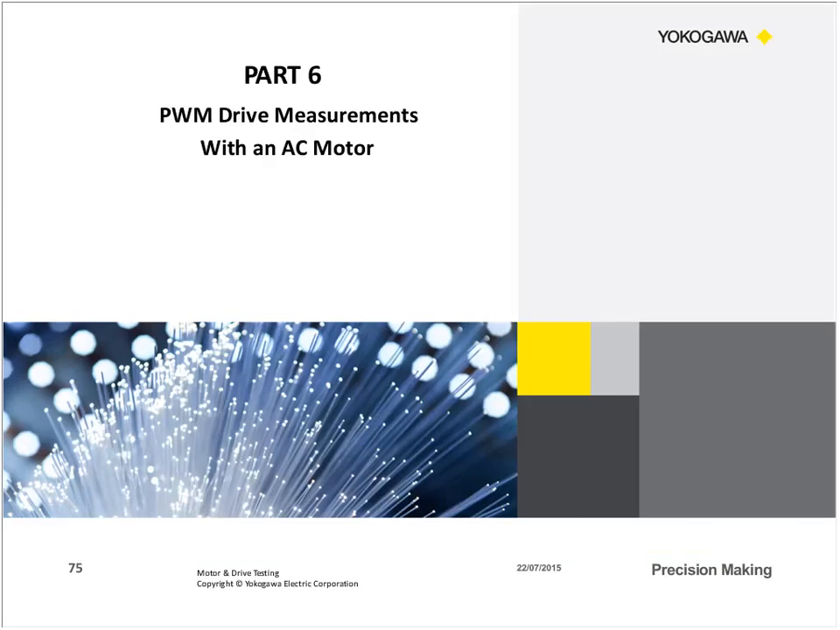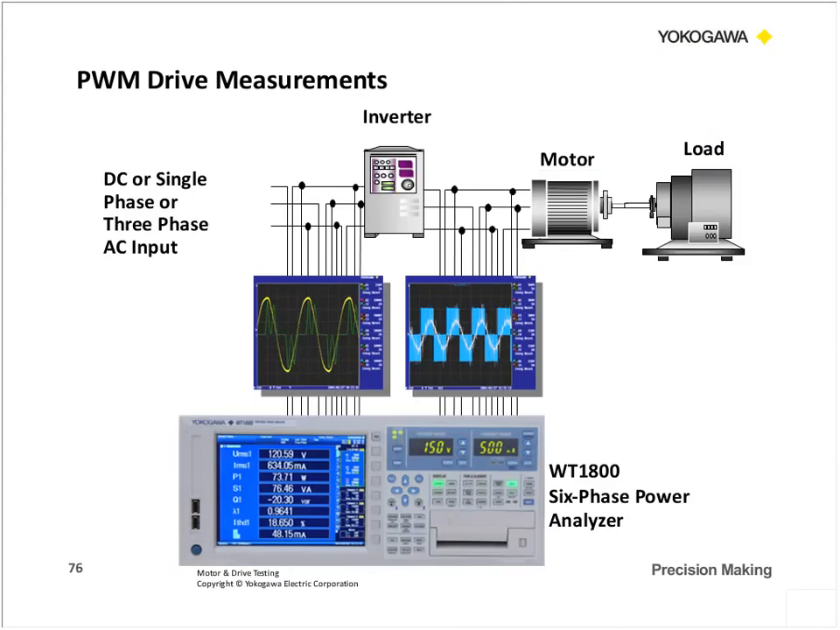Okay, let's look at the PWM drive now. So we've got our motor that we've looked at. Now we're going to put the inverter drive in here. The input to this drive could be a DC, a single phase or a three phase AC input. They make these inverter drives for any type of input. Then we typically get a three phase output to the motor for our complete system.